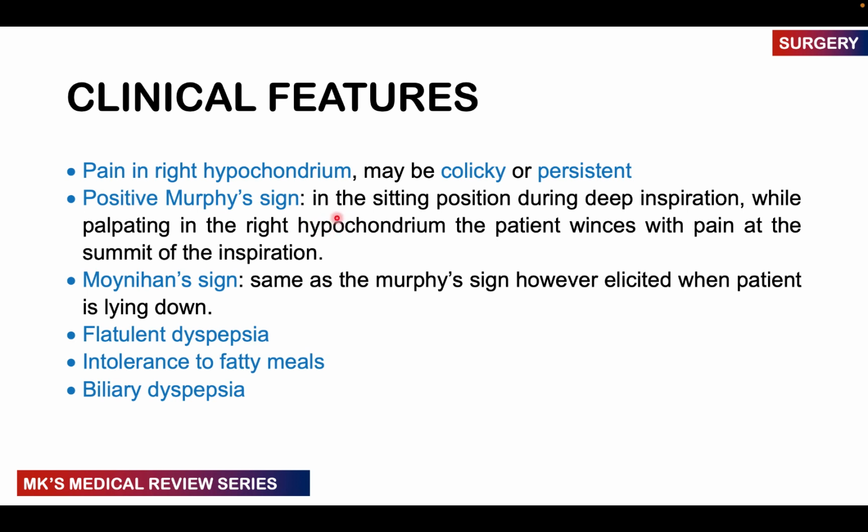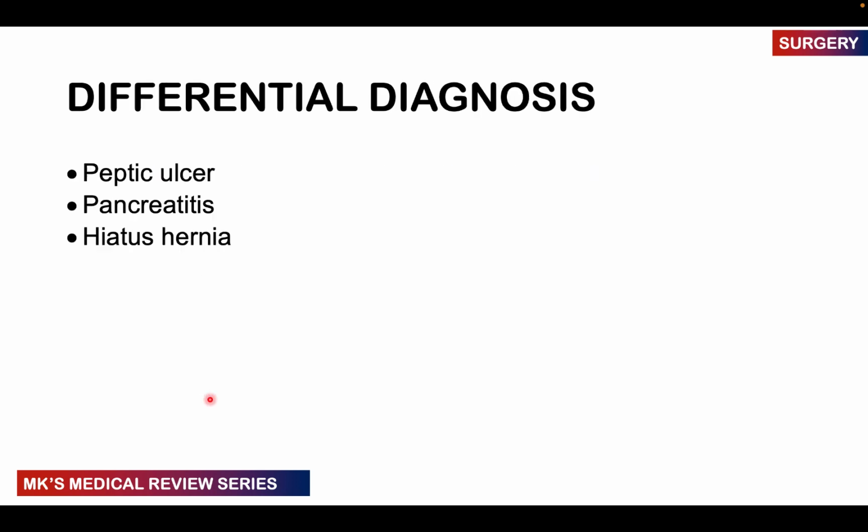Remember that in the Murphy sign, the patient is seated, they take a deep breath, and while you're palpating in the right hypochondrium, the patient winces in pain as they reach the summit of inspiration, as the liver has been pushed down to touch the palm of your hand. Then Moynihan's sign is just like the Murphy sign, however, the patient is lying flat. They may have flatulent dyspepsia, intolerance to fatty meals, and biliary dyspepsia.